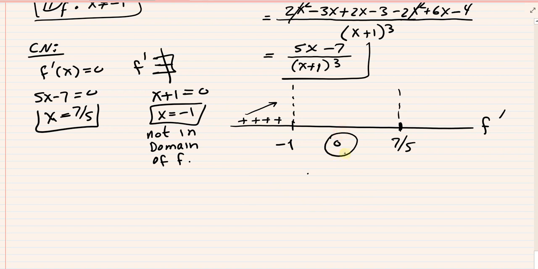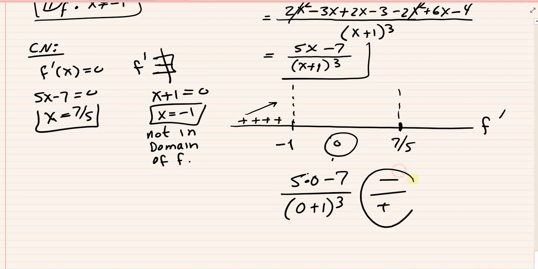Let me try 0 for my test point. That's 5 times 0 minus 7. The numerator is negative. In the denominator, I have 0 plus 1 cubed, which is positive. The ratio is negative there.